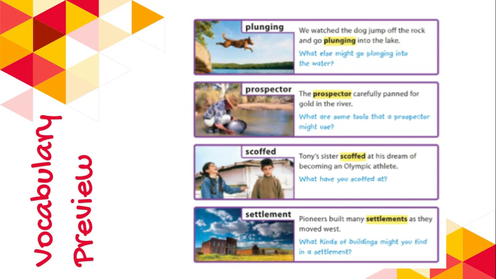Let's take a look at the vocabulary that's going to come up in all of our stories this week. First, we have the word plunging. We watch the dog jump off the rock and go plunging into the lake. The next word is prospector. The prospector carefully panned for gold in the river. After that is the word scoffed. Tony's sister scoffed at his dream of becoming an Olympic athlete. And the last one on the screen is settlement. Pioneers built many settlements as they moved west.